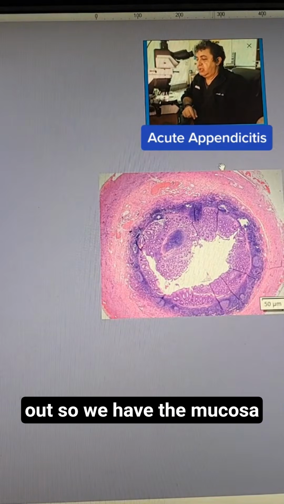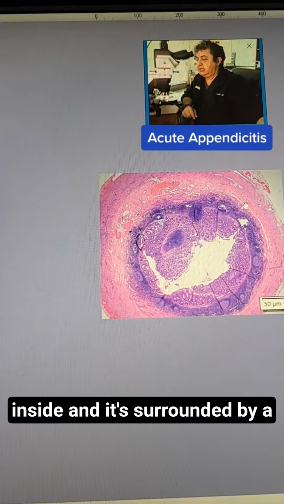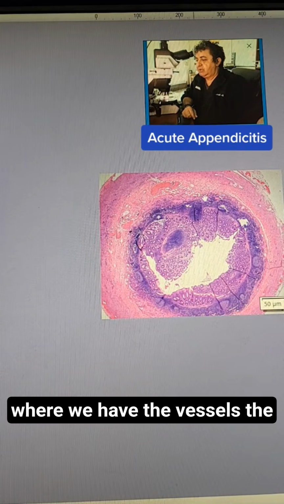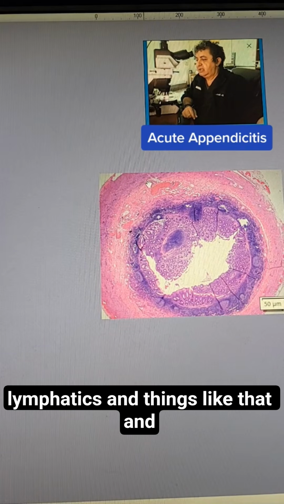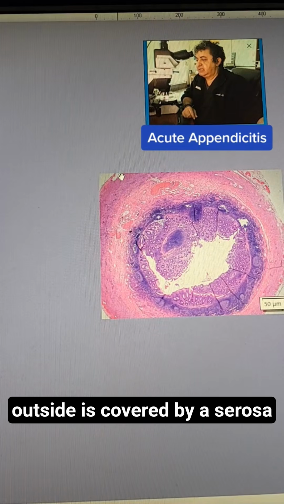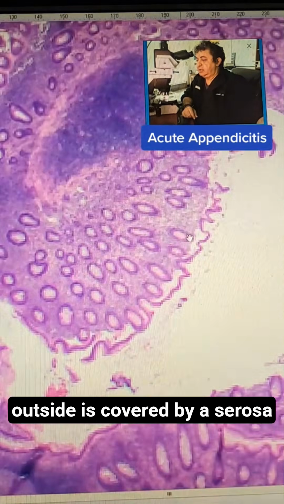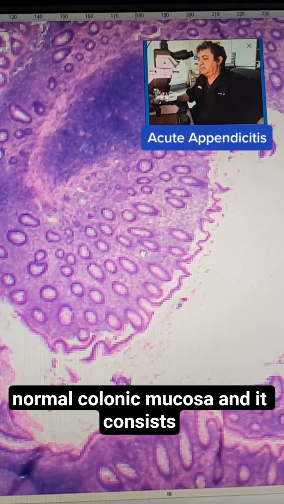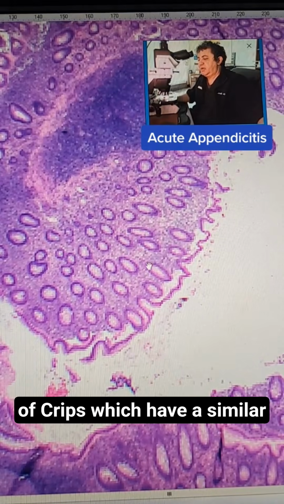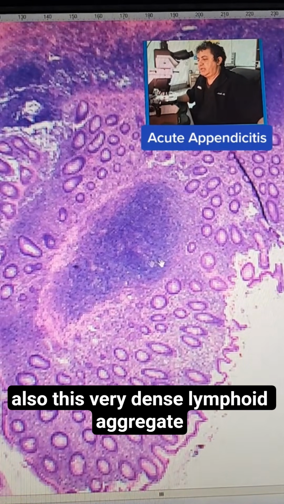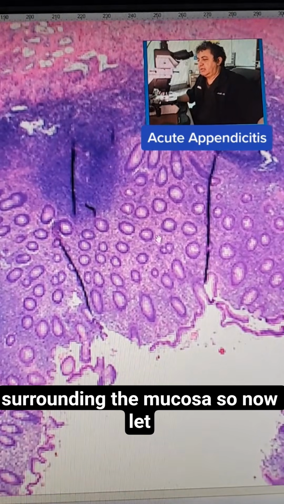Let's zoom out. So we have the mucosa inside, and it's surrounded by this very dense prolific lymphoid tissue. Then we have the submucosa, where we have the vessels, the lymphatics, and things like that. And then we have the muscularis propria on this side, and the appendix outside is covered by a serosa. So as you can see, the mucosa of the appendix is a normal colonic mucosa, and it consists of crypts which have a similar size and shape, and we also have this very dense lymphoid aggregate surrounding the mucosa.